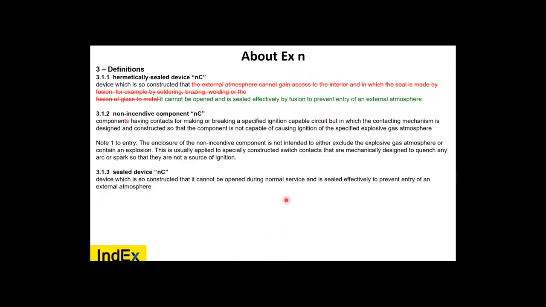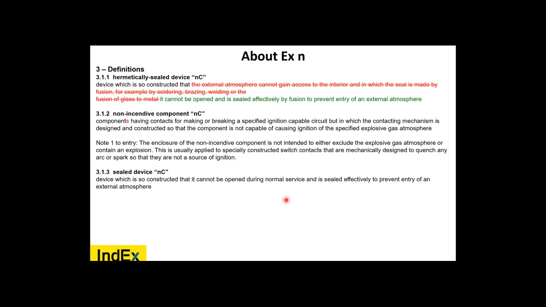Hermetically sealed, what does that mean? It is a device that is constructed that it cannot be opened and is sealed effectively by fusion. By fusion, think of welding, or cementing. That would be the easiest way to explain it. The previous edition of the standard said by soldering, brazing, welding, or the fusion of glass to metal. So now it's fusion of metal to metal or metal to glass. So just think of cold welding, hot welding, whatever it is, it cannot be opened. So how do you do an inspection? It's completely visual. Look for burn marks, melting, cracking.